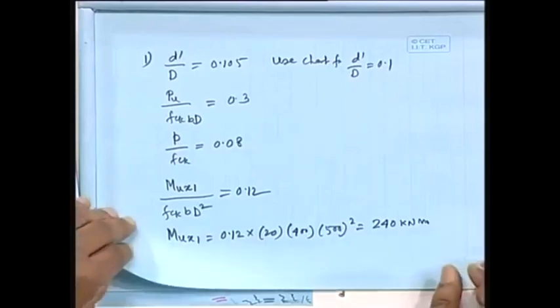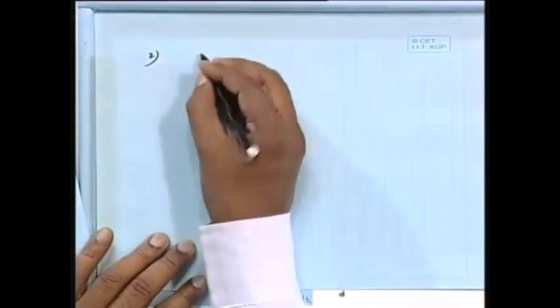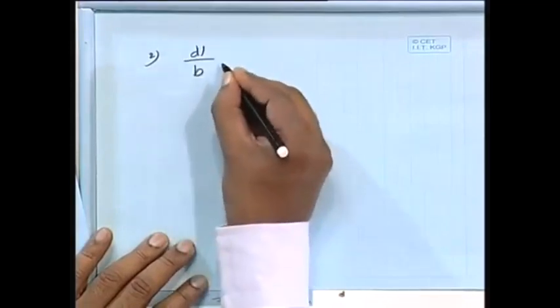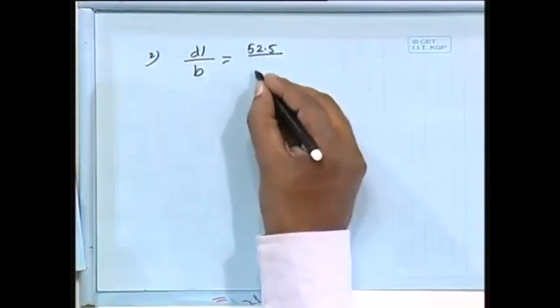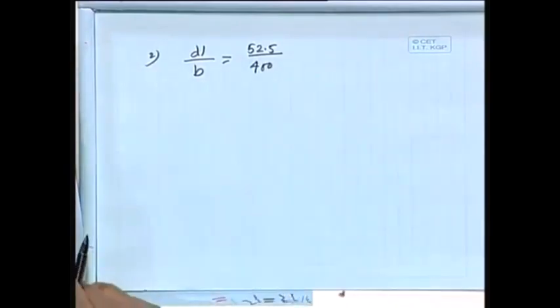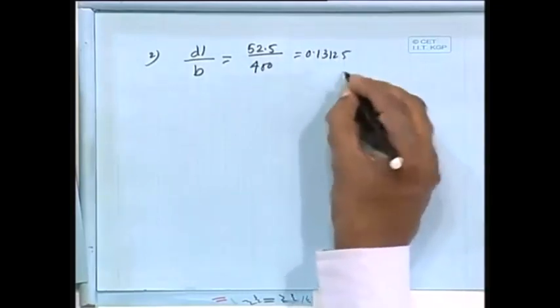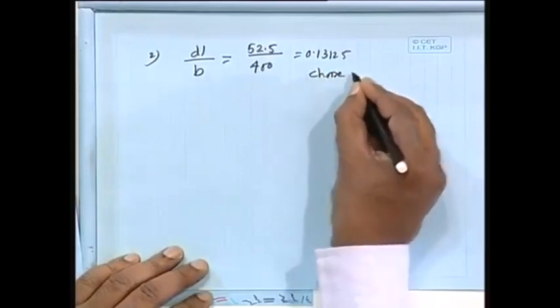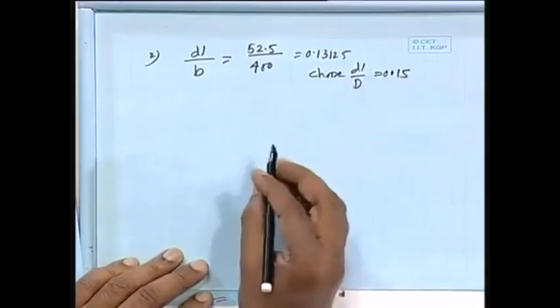Similarly, I can try for the other one. Number 2, d dash by b will be equal to 52.5 divided by 400, because I am talking about the other axis. Let us say that is the minor axis. So 52.5 divided by 400 is 0.13125. So choose d dash by d equal to 0.15. I shall take that chart where d dash by d equal to 0.15.